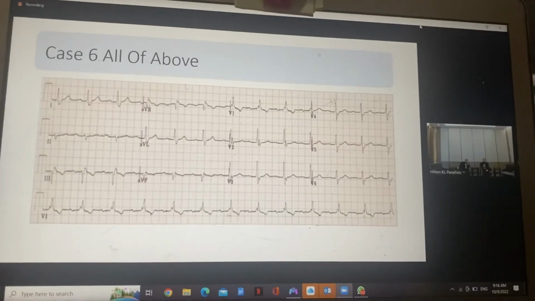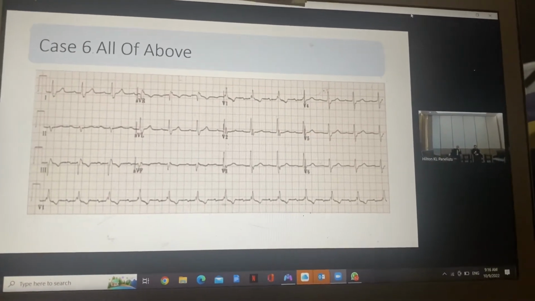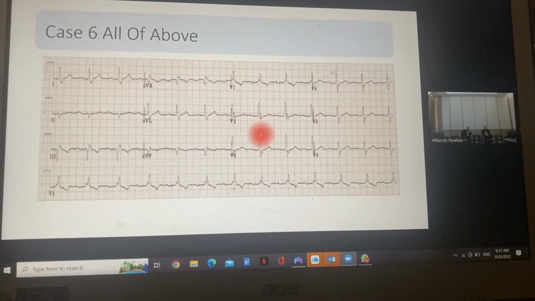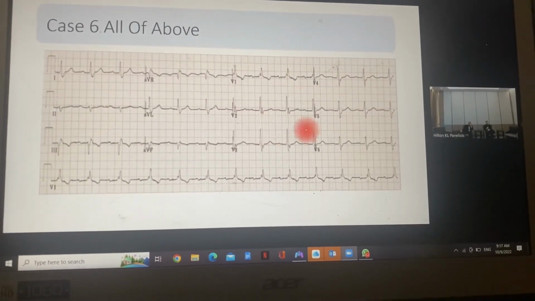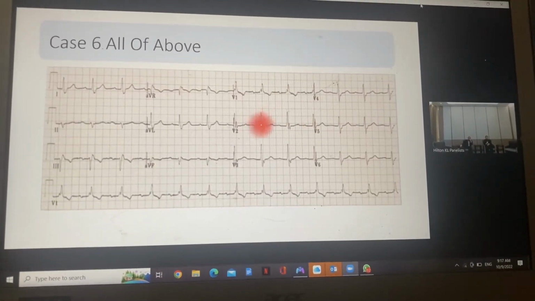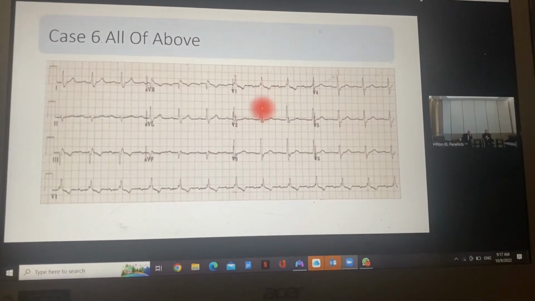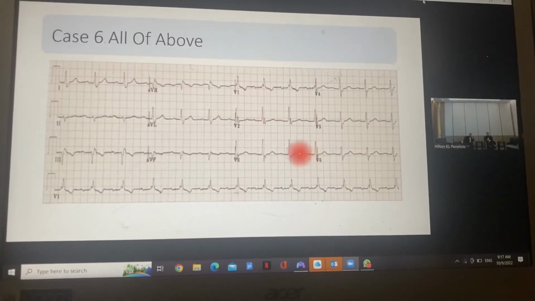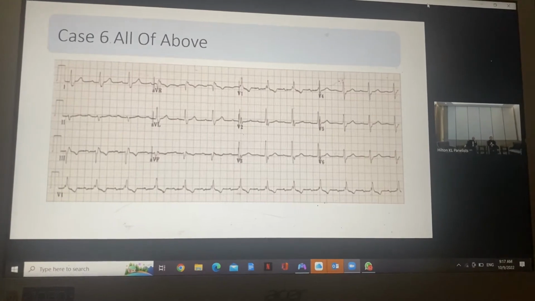The answer is actually all of the above. I believe everyone is aware this is a right bundle branch block. Just to refresh our memory from undergrad, there's an RSR prime pattern in V1, almost behaving like a WiLLiaM. Sorry, I apologize, MoRRoW. When we have a WiLLiaM MoRRoW pattern, it's a sign of right bundle branch block.